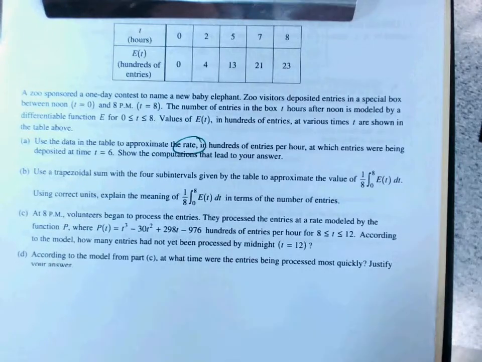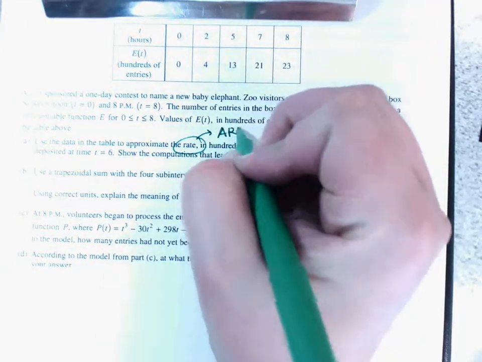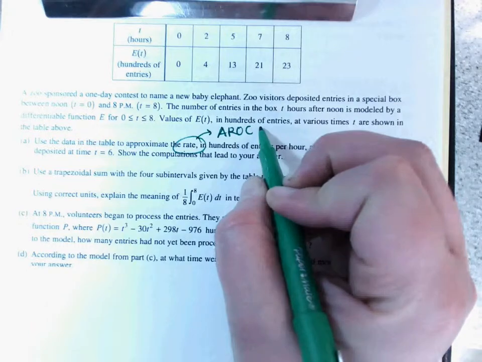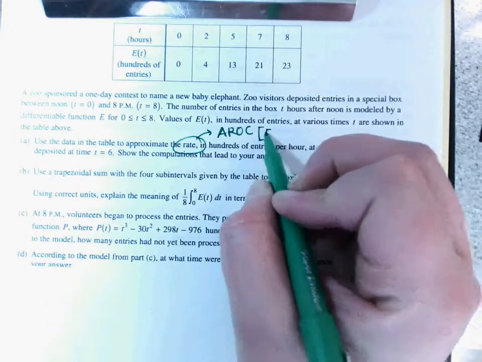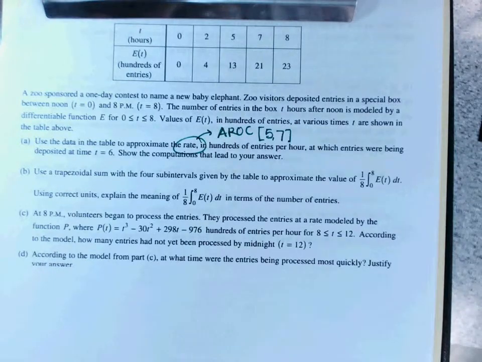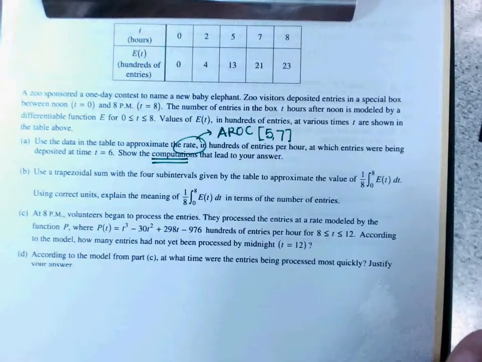If you have a table, hint, you can't do a derivative, so it has to be the average one. So that'd be average rate of change, and then where does 6 fit into the table? From 5 to 7. Okay, remember, show the computations. That means you do have to set it up.